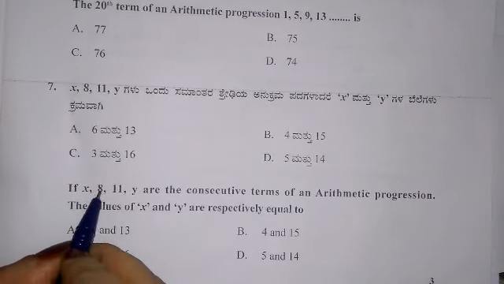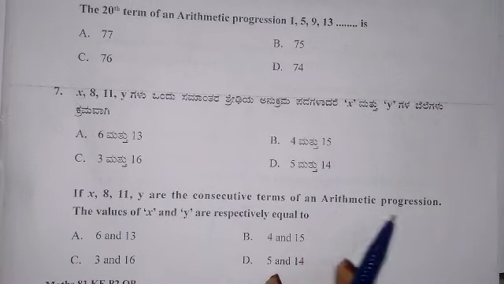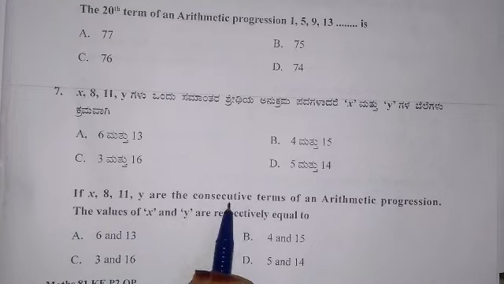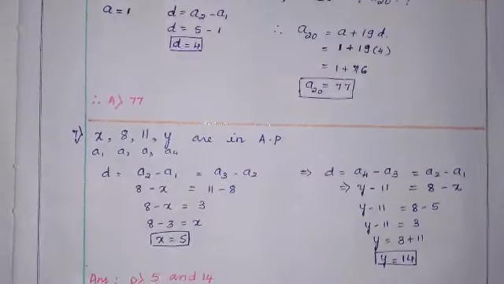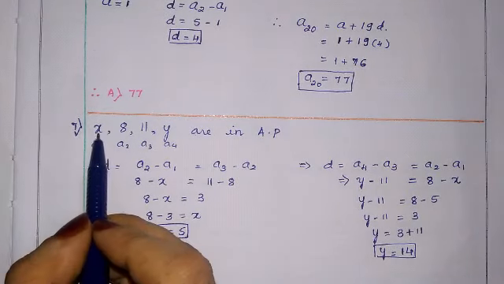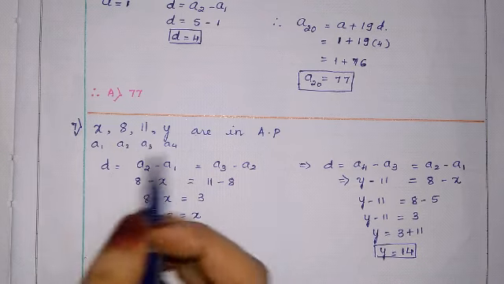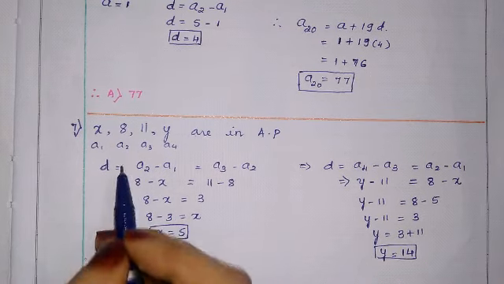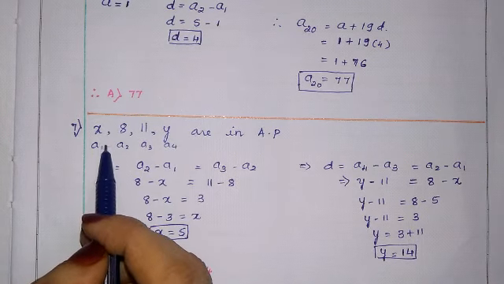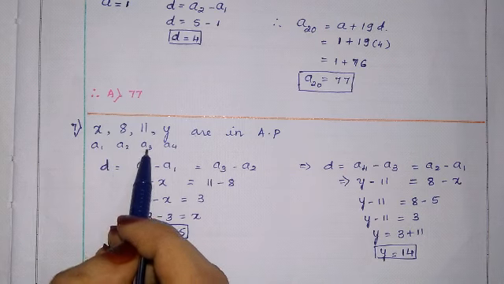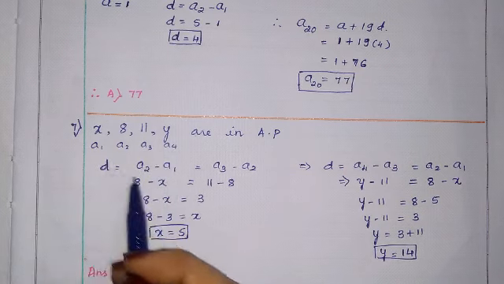If x, 8, 11, y are the consecutive terms of an AP, the value of x and y is equal to. This is a bit lengthy, but you have to be very quick. So x, 8, 11, y are a1, a2, a3, a4. We know d is nothing but this is the basic thing we have learned already. The d value is nothing but a2 minus a1, a3 minus a2, a4 minus a3, like that it is always equal.